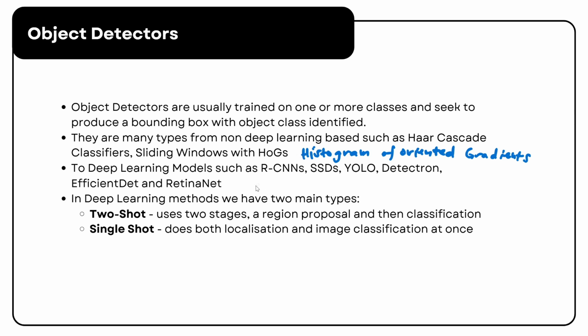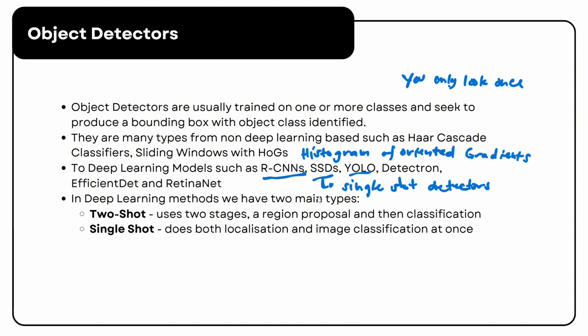Then we have deep learning based detectors, which are far more powerful and accurate. For example, here we have the RCNNs, the SSDs, or single shot detectors, and we have YOLO. YOLO, let me write this, is You Only Look Once. Then we have RetinaNet and EfficientDet. These deep learning models are the current state of the art.